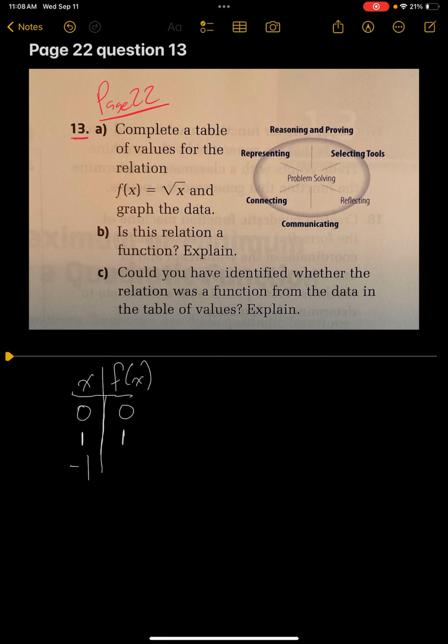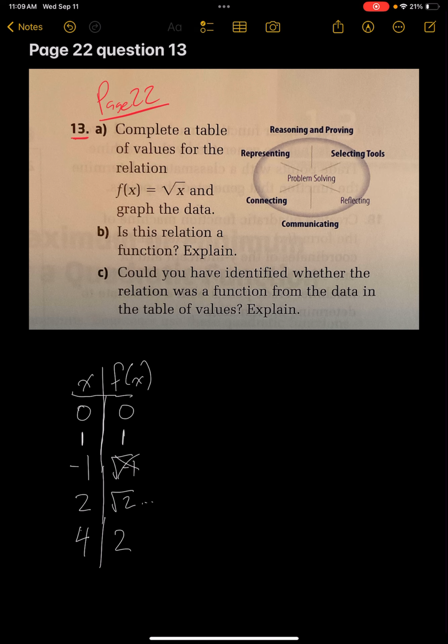What happens when I have minus 1? Well, when I have minus 1, I try and take the square root of minus 1. I can't do that. Okay, what about when it's 2? It's a square root of 2, whatever that is. So I know that if I do 4, I'll get 2. In fact, if I do 9, I'll get 3.